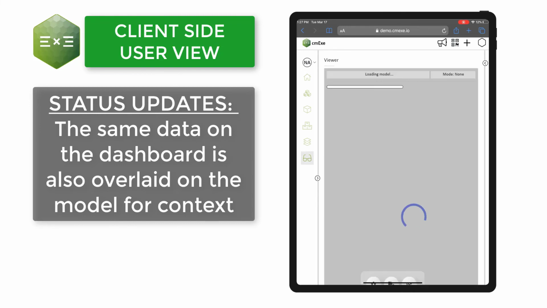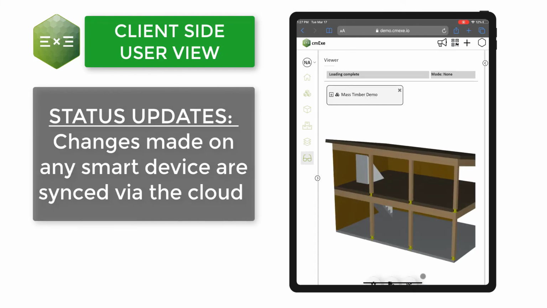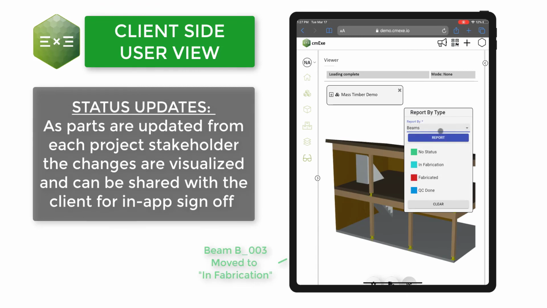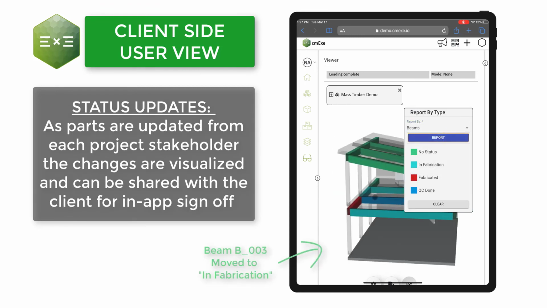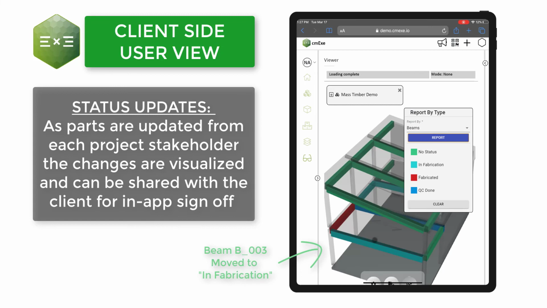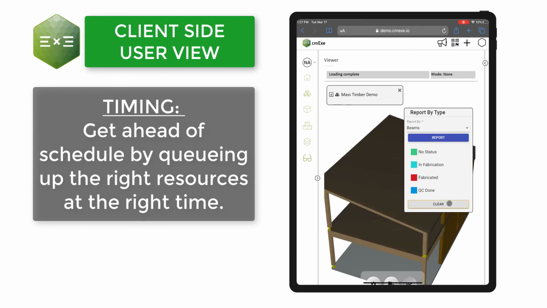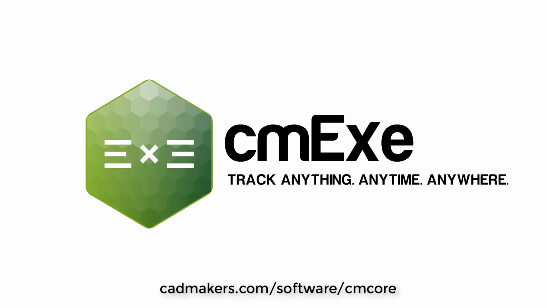With client accounts and a specialized view sharing only the updates you want to share, your clients can sign off directly in the app, automating your progress draw invoicing. In this view, we see that the beam B003 has moved to in fabrication, letting your team queue up the right resources at the right time for lean construction. cmExe, your construction MES.